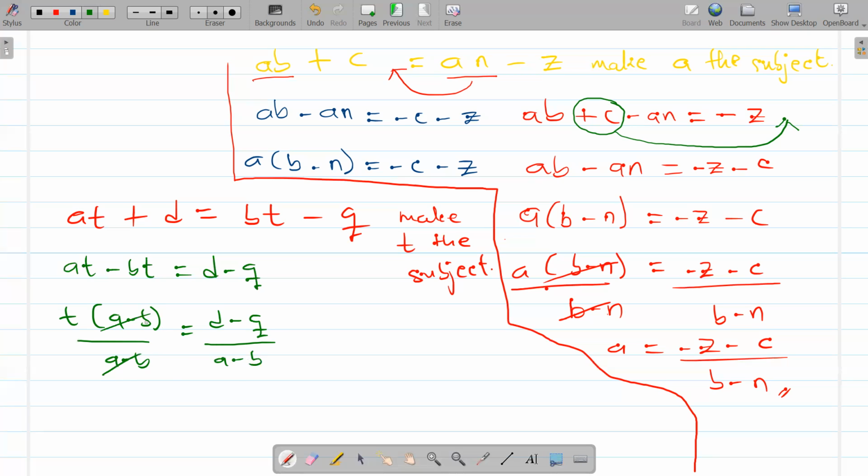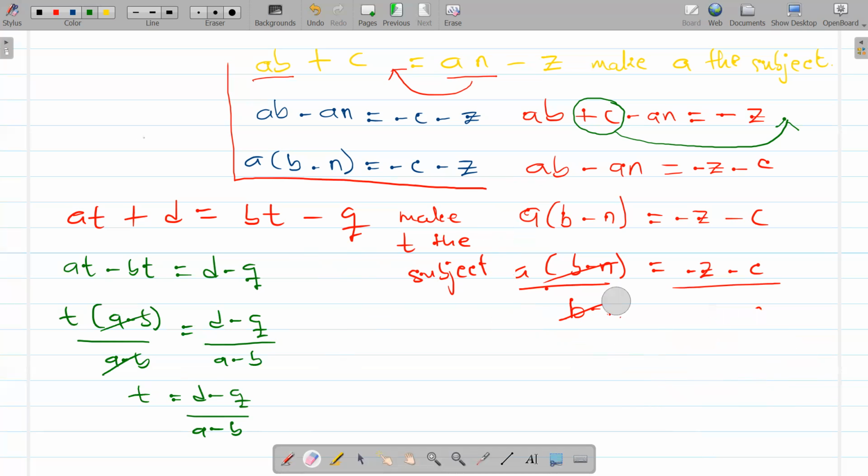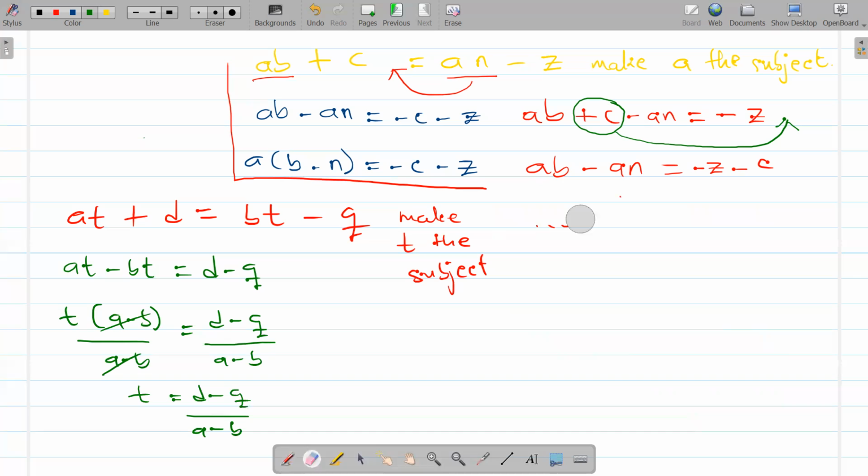Now the T is standing on its own. Then I got T equals D minus Q over A minus B. Okay. So let's look at the flaw. This is a great attempt, but you see, I've always maintained that you do it step by step, because when you do it one step at a time, you won't make a mistake. So I'm going to explain why.